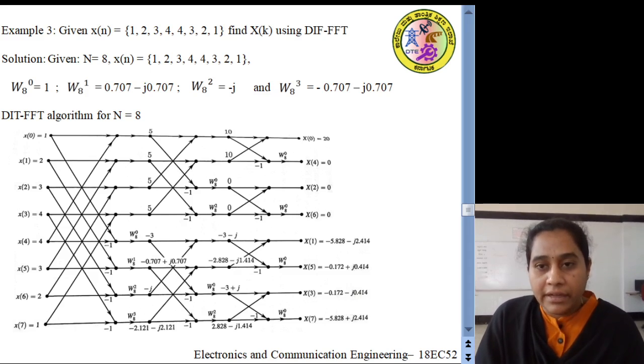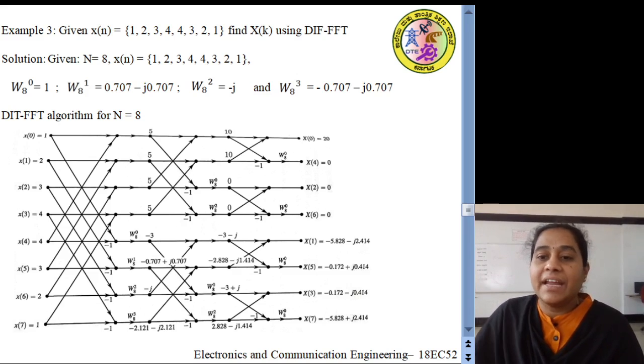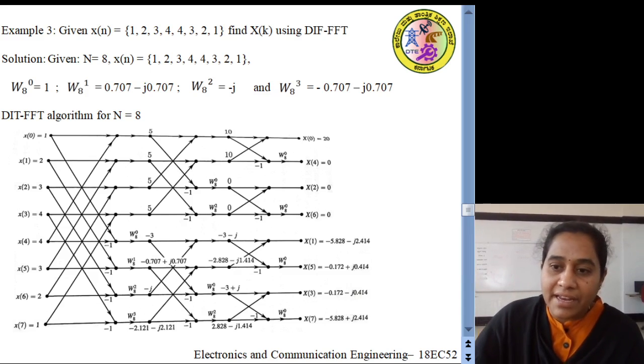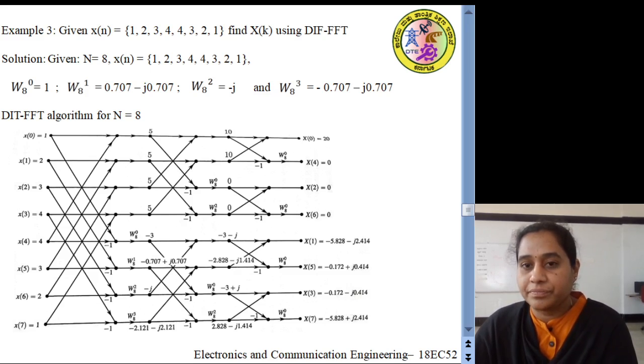So the 8-point DFT X(k) of the given x(n) can be written as 20, -5.828 - j2.414, 0, -0.172 - j0.414, 0, -0.172 + j0.414, 0, and last -5.828 + j2.414.